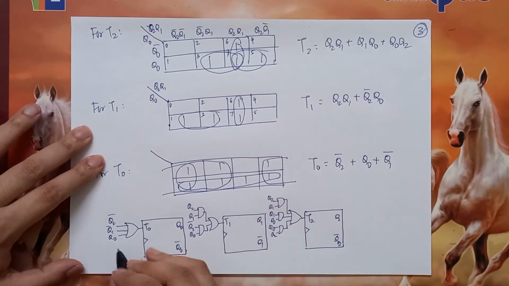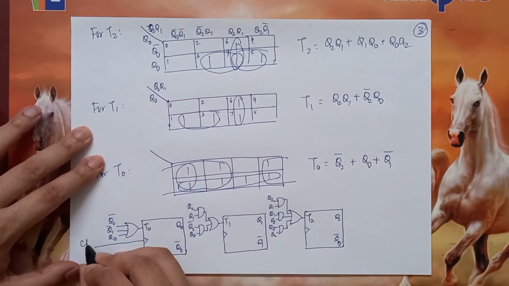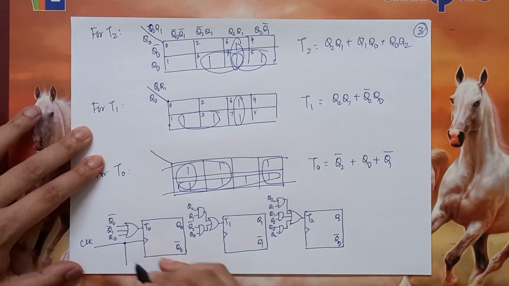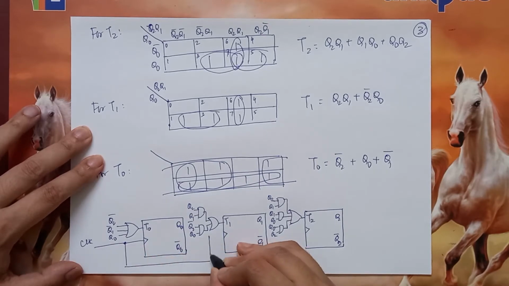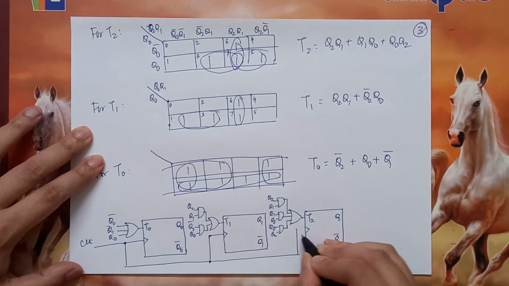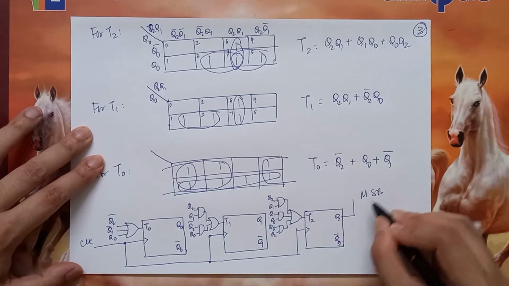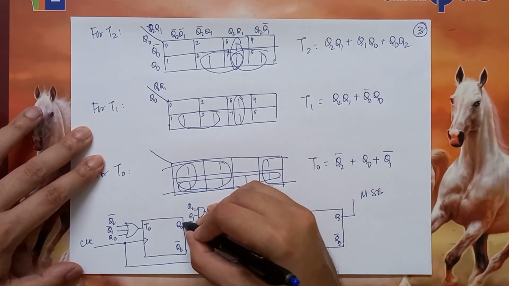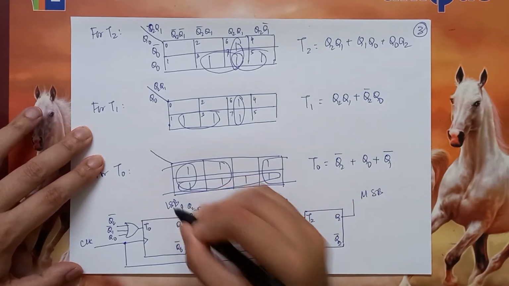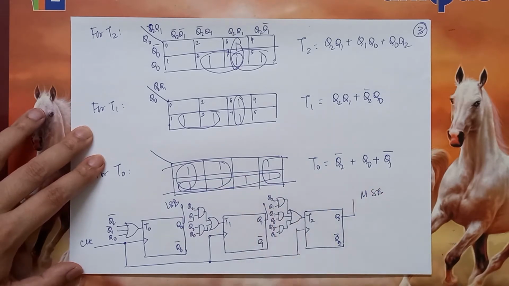What is most important is that we need to show the clock input. The clock will be the same for all the flip-flops. And we must mark that this is the MSB, Q1 is the second bit and Q0 is the LSB output. This is the counter.